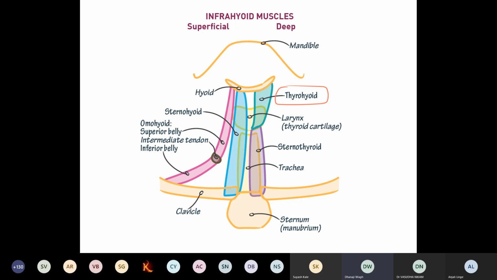Under the superficial group, these two muscles are there: the omohyoid muscle and the sternohyoid muscle. Again, this omohyoid muscle has a superior belly and an inferior belly. In the deep infrahyoid muscle group, there is the thyrohyoid muscle, then the sternothyroid muscle.